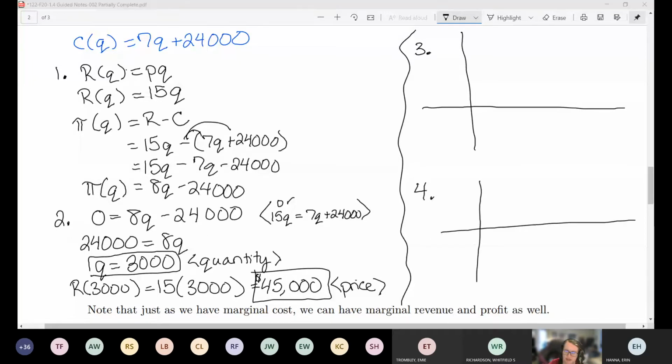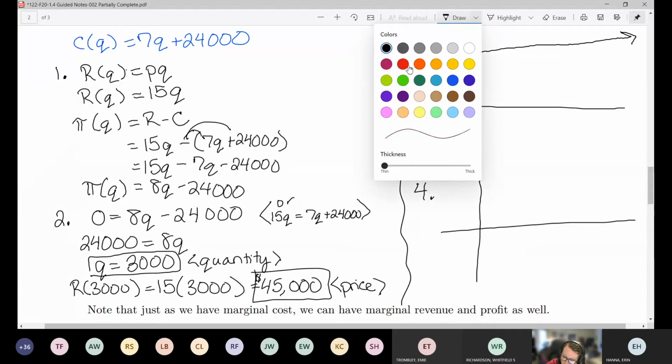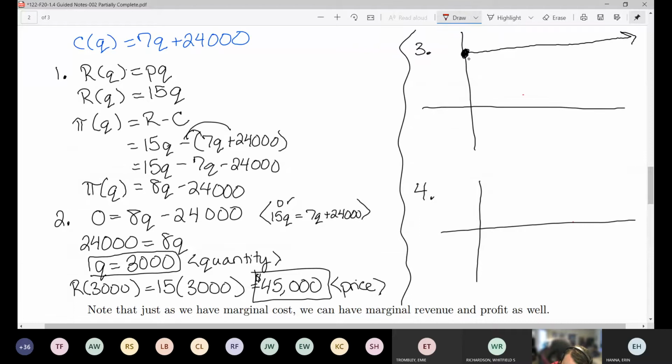So in the first one, I'm asked to sketch cost and revenue. We kind of did sketch cost on Wednesday, but let's just sketch that again. We have 24,000, so we're pretty high up on the y-axis, and then 7Q is a pretty small slope, so we're going to go up very slowly as we move from left to right. Maybe I should have used a different color. Let me try to highlight it a little bit. This one is going to be our cost function.